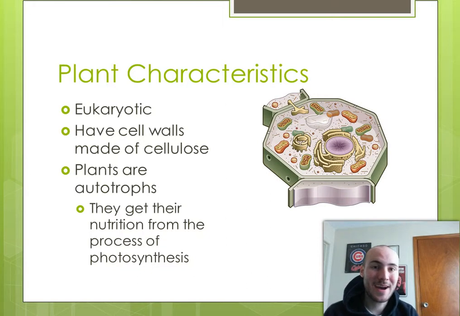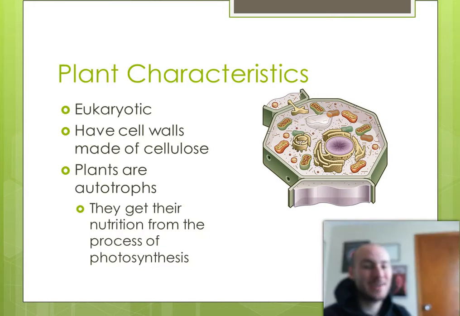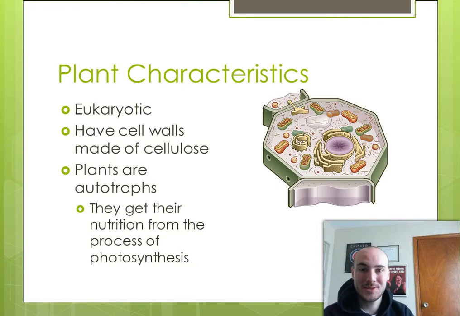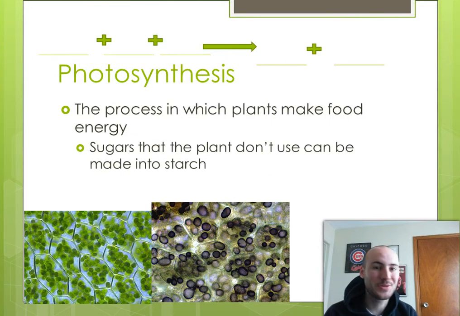I really hope that all of you understand these characteristics of plants already. They are eukaryotic, meaning they have a nucleus. They have cell walls that have cellulose in them, as we've talked about. And finally, they are autotrophic. They can make their own food by harnessing energy from the environment. And they do this through a process called photosynthesis, which once again, hopefully is reviewed for you guys.